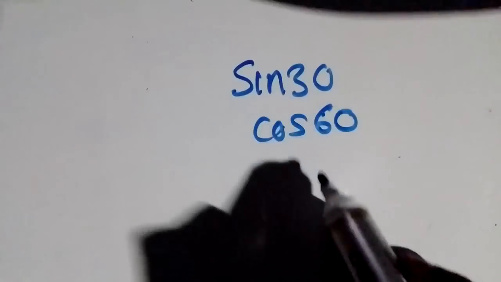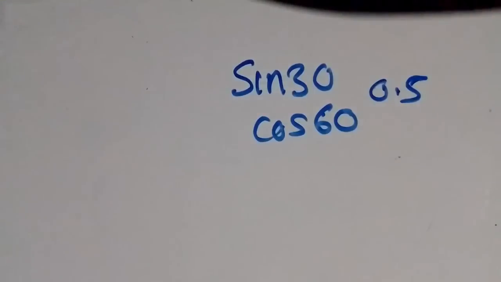Which means that sine 30 and cos 60 are the same. They are giving you 0.5, which is 1 over 2. So these are some of the special angles that you need to know and understand. Thank you so much.